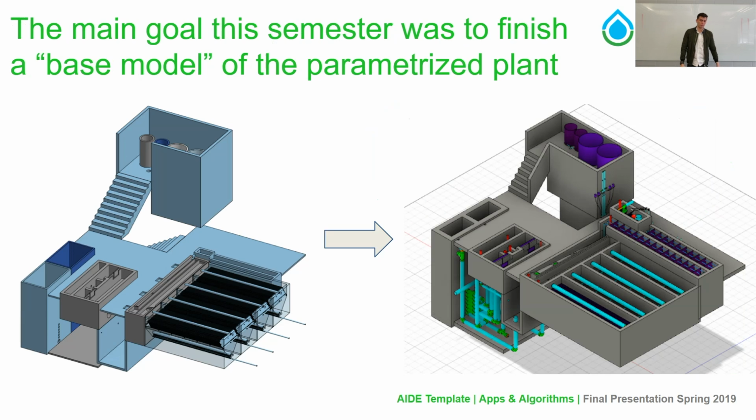So the main goal for the semester was to finish a base model of the plant. And so a base model would just be a reasonably sized plant. And I think we really did meet that. The only major component that we're missing is the CDC, which is a little bit more complex because it does change in size a lot when the plant is being scaled.